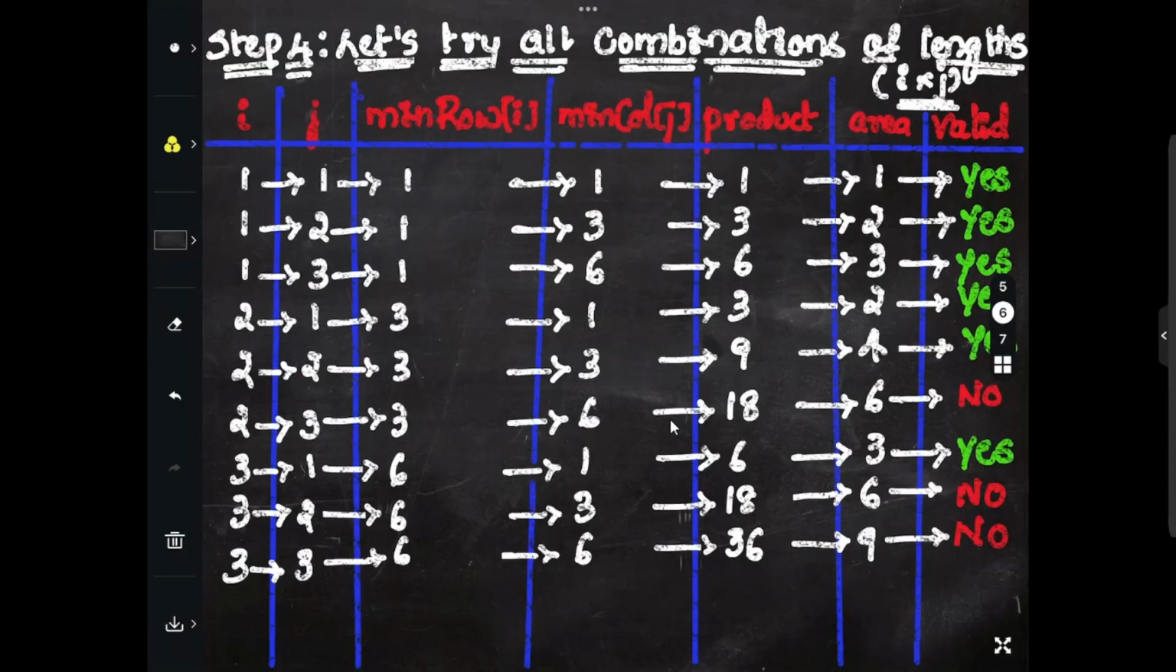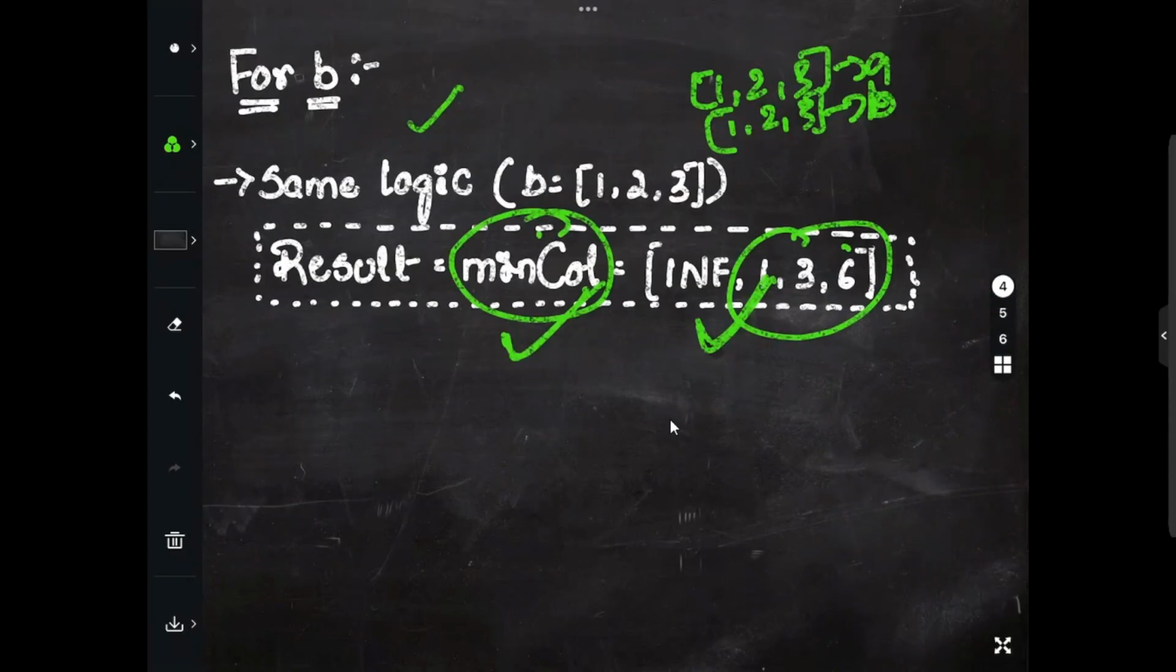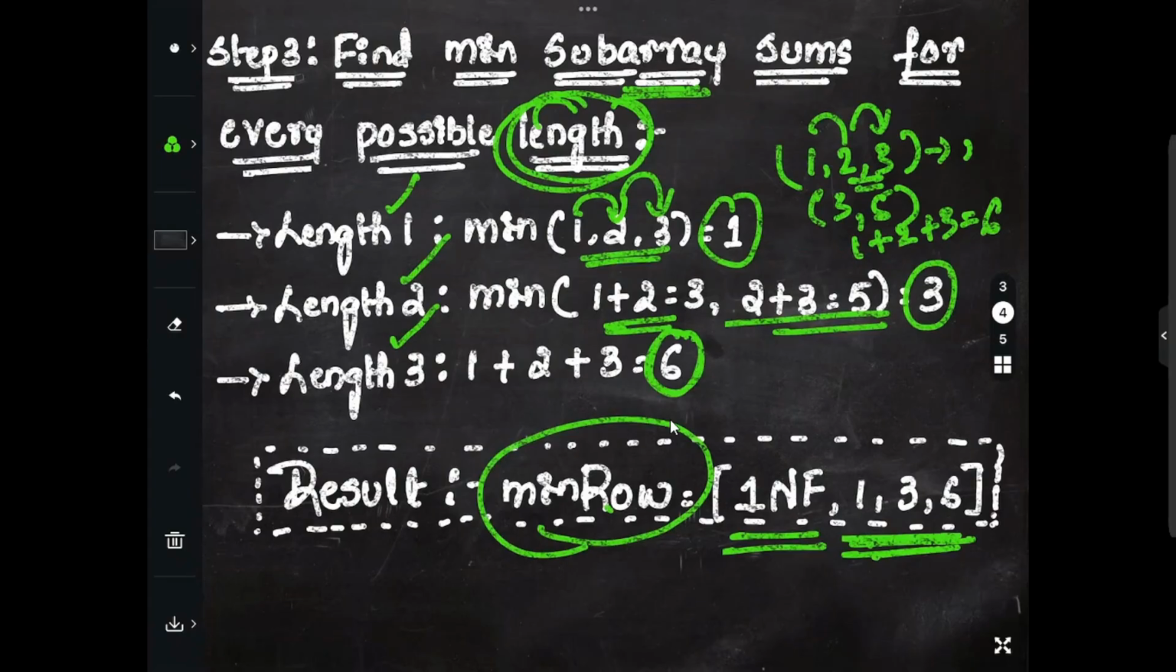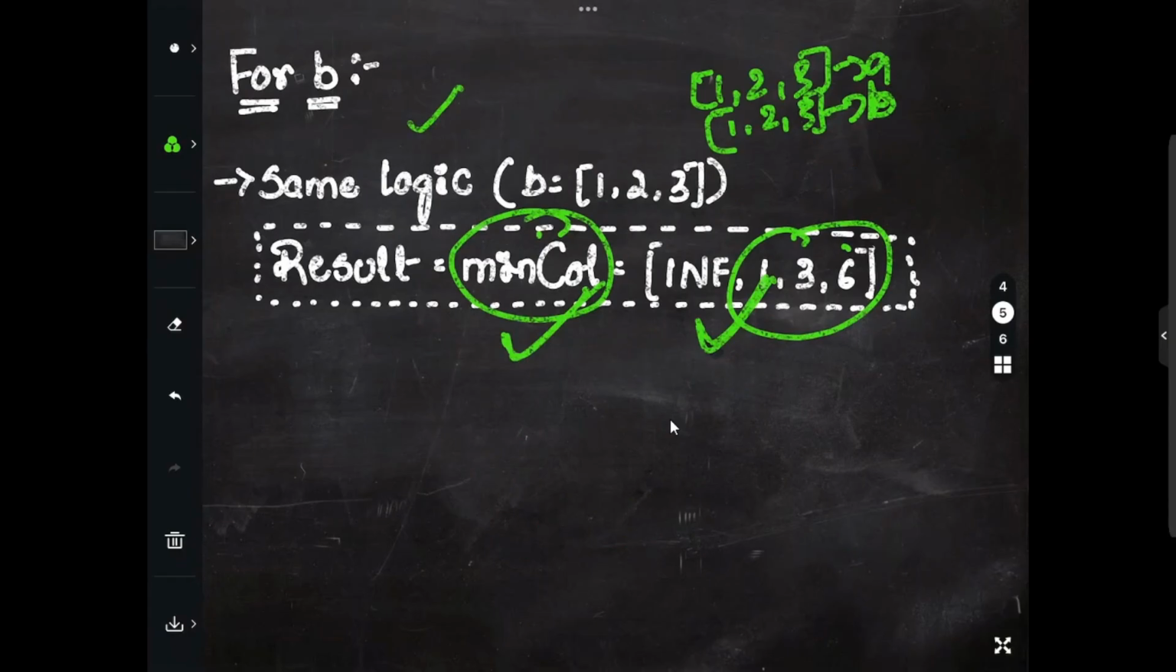Let's try all the combinations of lengths. So we considered this one, 1, 3, 6, first. So we considered 1, 2, 3, and 3, 5 and 6, right? So we found here the minimum subarray sums for every possible length for A, and this is for B.